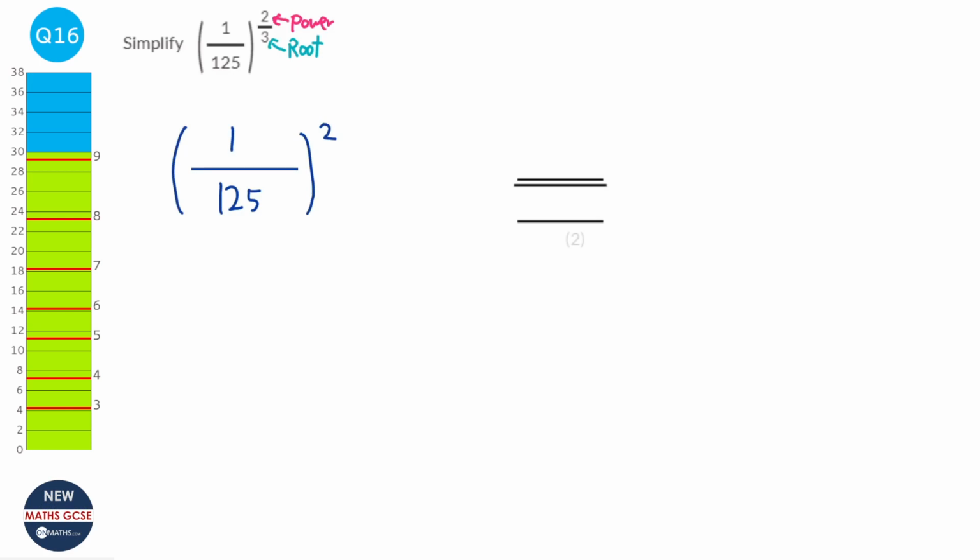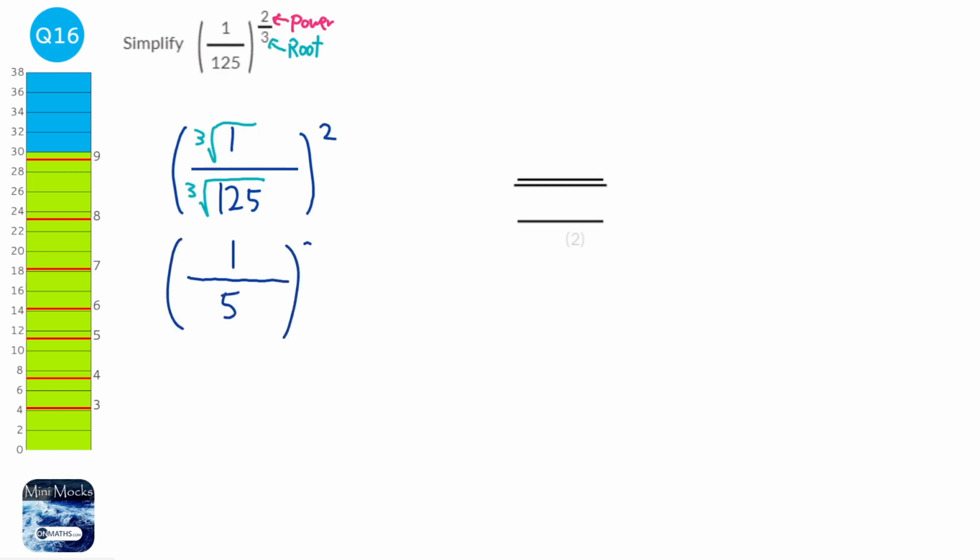What that root is going to do is it's going to find the cube root of the numbers at the top and bottom. Now the cube root of 1 is just 1. And the cube root of 125 is 5. Now that power, the 2 on the outside, what that's going to do is it's just going to put both of them to the power of 2. So 1 squared is going to be 1, and 5 squared is 25.